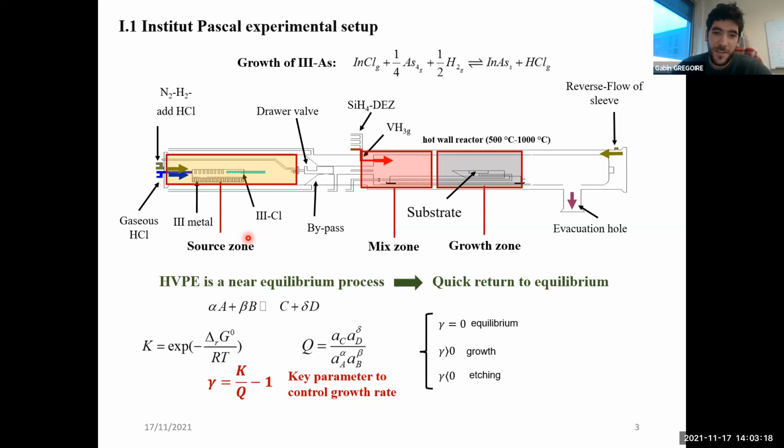As Evelyne Gil said this morning, HVPE is a near-equilibrium process, meaning that it quickly returns to equilibrium. And the main factor is the supersaturation, which is given by the ratio of the equilibrium constant calculated using the Gibbs free energy and the constant calculated using the ratio of reactants and products of the reaction.